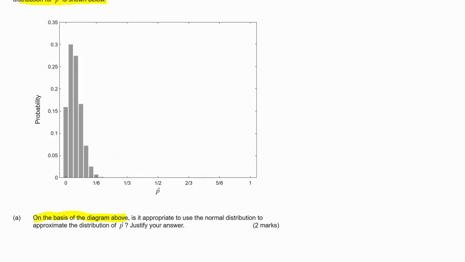On the basis of the diagram above, is it appropriate to use the normal distribution to approximate the distribution of p hat? Justify your answer.